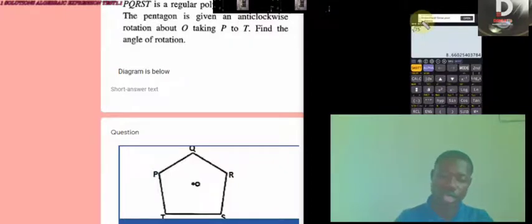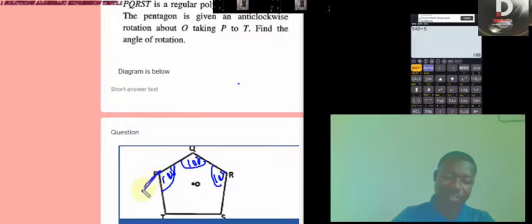Okay, so you clear the screen by pressing AC or delete. Then 540 divided by 5. What do we have? 108. Right? We got 108. So each angle, this is 108, this is 108. If 108, that means what will be each exterior angle?